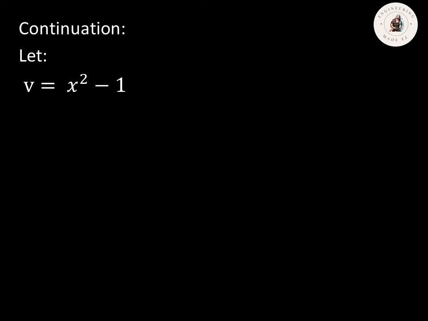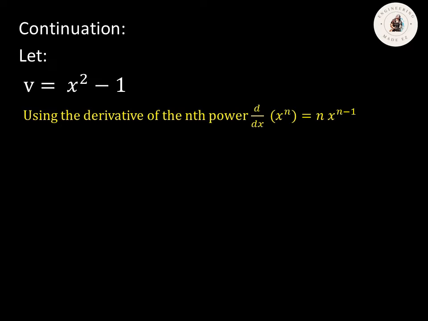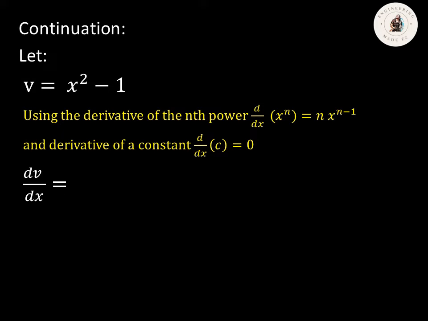Next, we're going to let v be our denominator. So in our given, our denominator is x squared minus 1. So that's why we have here v is equal to x squared minus 1. To differentiate this one, we're still going to use the derivative of the n power as well as the derivative of the constant. So the derivative of v with respect to x is equal to, for x squared, we're going to use the derivative of the n power.